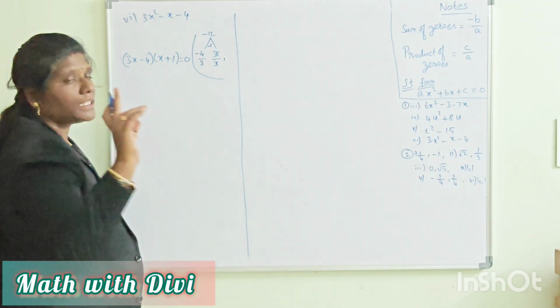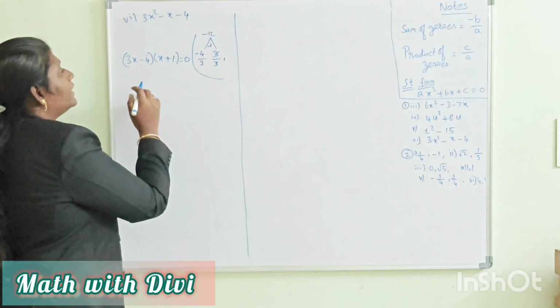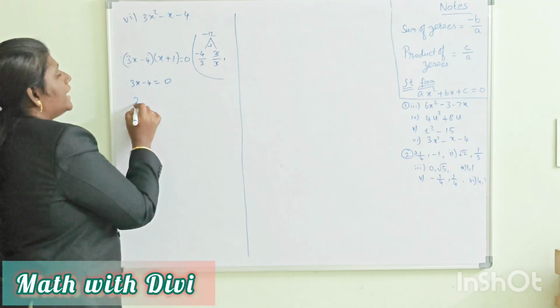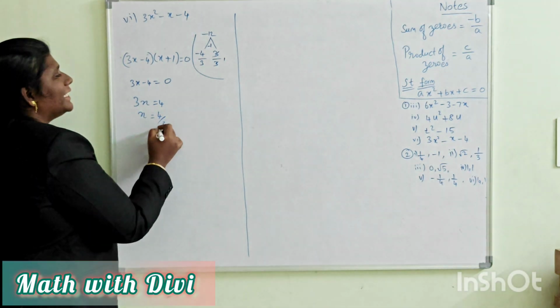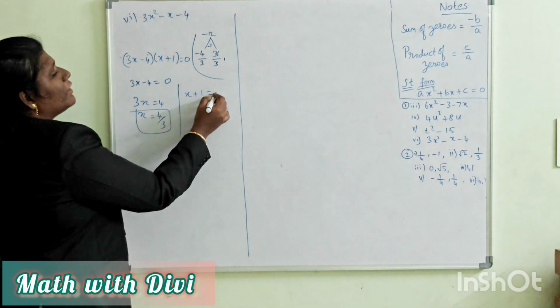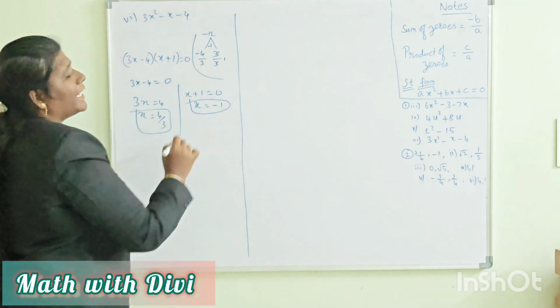Why? Because there is only denominator 1, so the coefficient of x is nothing, 1. So 3x minus 4 is equal to 0. 3x is equal to 4. X is equal to 4 by 3. Right? One root is ready. Next one, x plus 1 is equal to 0, so x is equal to minus 1. The second root is ready.